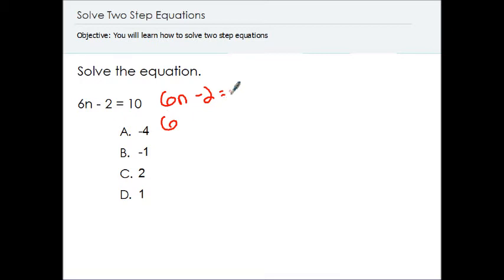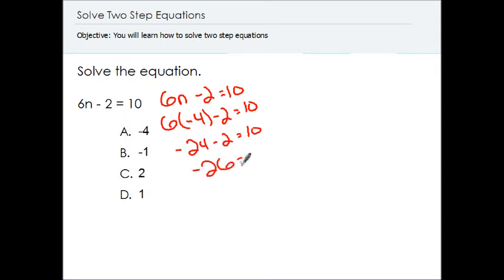So 6 times negative 4 minus 2 equals 10. 6 times negative 4 is negative 24. Minus 2 equals 10. So negative 24 minus 2 is negative 26 equals 10, and that is not true, so you know that's wrong. Alright, so let's try the next one.